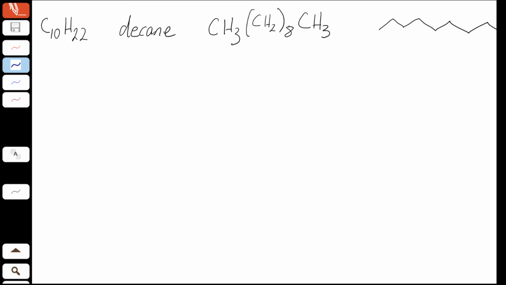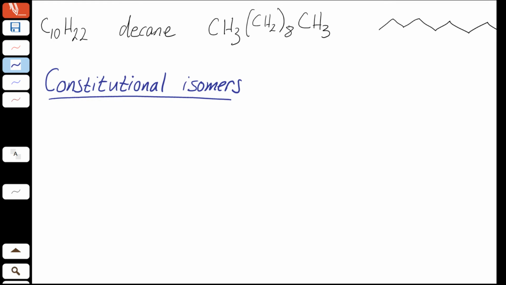Okay, so our next task then is to talk about constitutional isomers. And so to do this, we're going to need some models. So we have some models for you to use here. We can do like one per table. Put together on this.